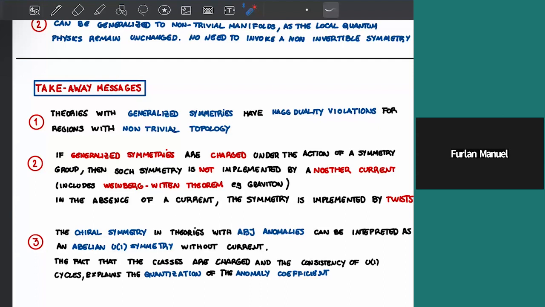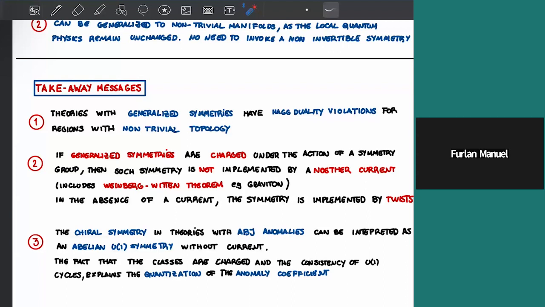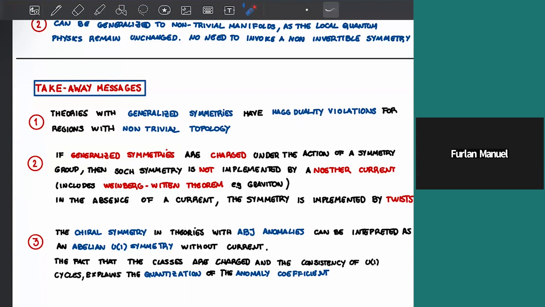Yes, one small question. I was wondering if you could spend a word on what happens when we have finite groups, both maybe for the generalized symmetry and for the symmetry group.